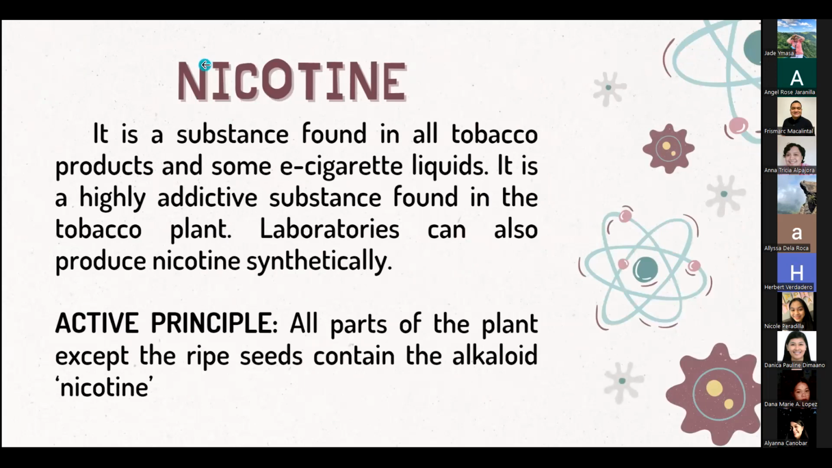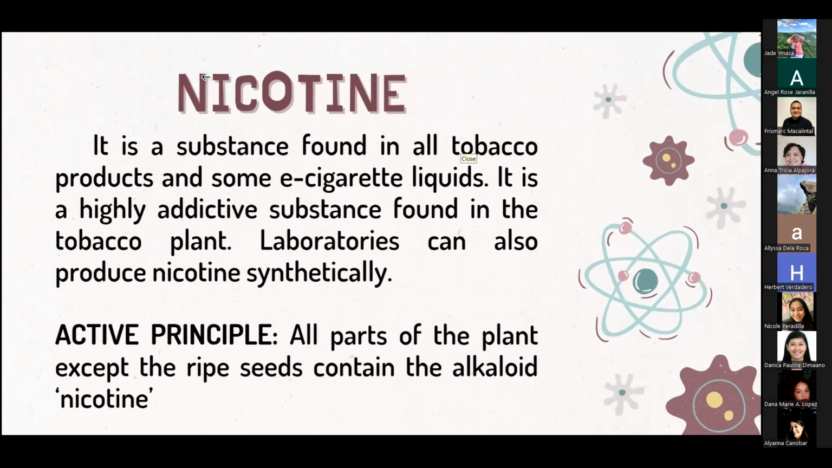So our last cardiac poison is the nicotine, which is a substance found in all tobacco products and some e-cigarette liquids. It is a highly addictive substance found in the tobacco plant, and it may be produced synthetically. So the nicotine is from the tobacco plant Nicotiana tabacum, and the dried leaves are typically chewed.